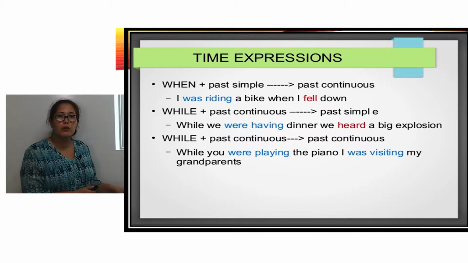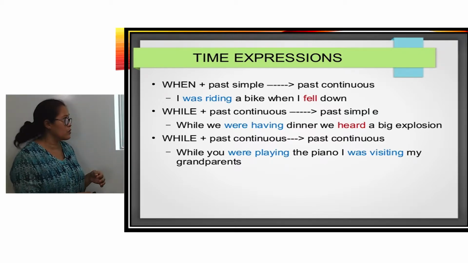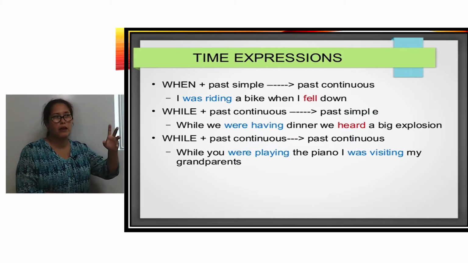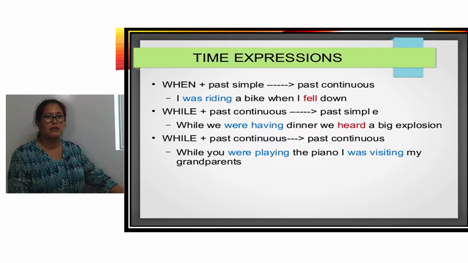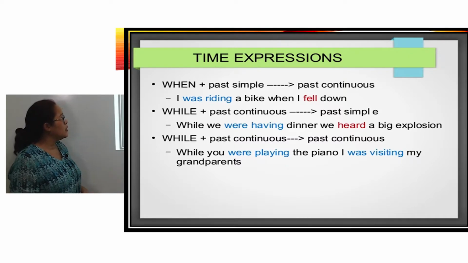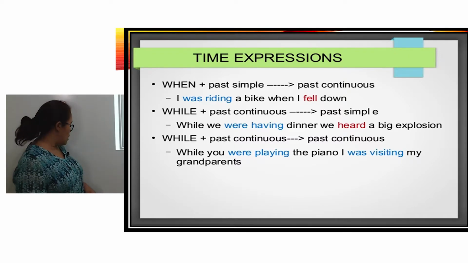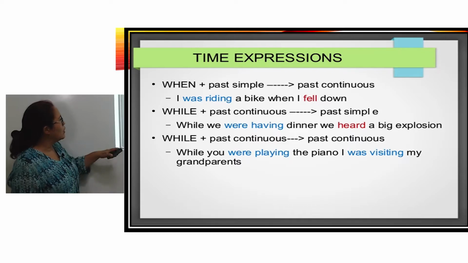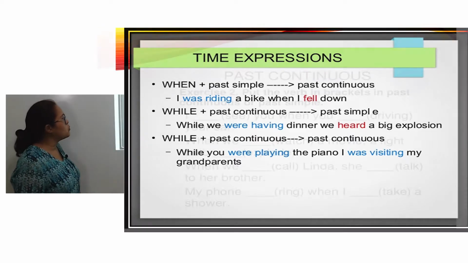If you have a simple sentence in past continuous, I was riding a bike. Yo estaba, yo andaba en bicicleta. That's the translation. So that will be basically the structure. And it's pretty easy, actually. Let's continue with the next one.